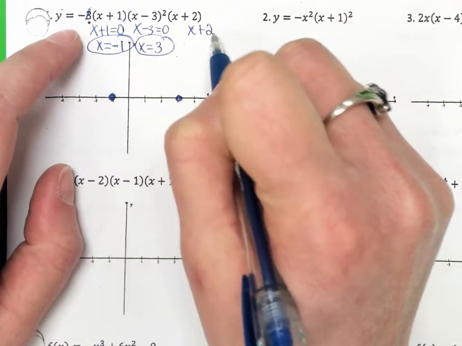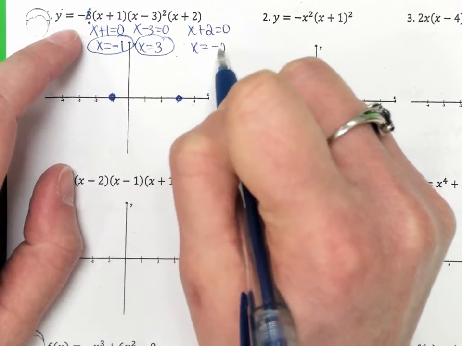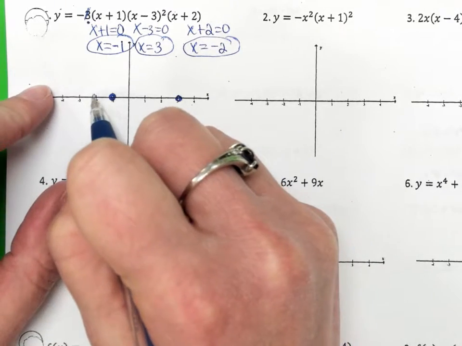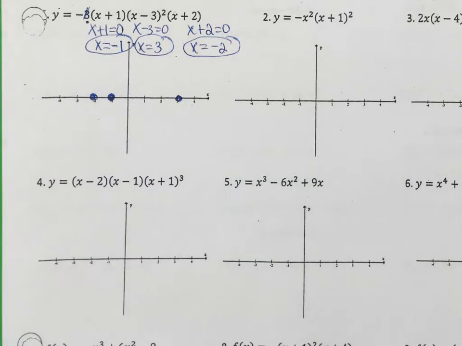And x plus 2 equals 0. So x equals negative 2. Y'all okay?